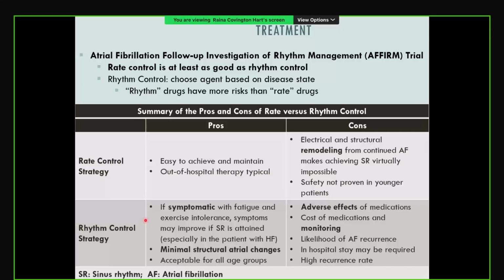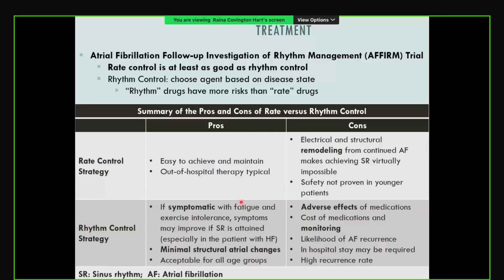This was us trying to compare and see, is it better for me to do rhythm control to put a patient back into normal sinus rhythm, or is it better for me to just manage their symptoms with my rate control meds? And again, there was no difference between the two. Here we're looking at the difference between me doing rate control versus rhythm control, the pros and the cons. I will say that our rate control meds are a lot safer than our rhythm control meds.